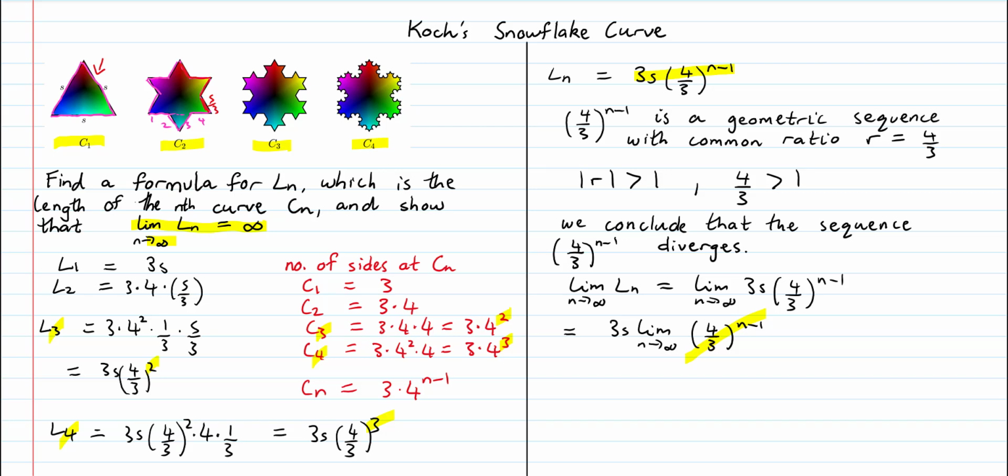That just means as n gets larger and larger, then that (4/3)^(n−1) is also just going to get larger and larger. So that means that 3S times the limit as n goes to infinity of (4/3)^(n−1) is going to equal infinity. Therefore we have that the limit as n goes to infinity of Ln is equal to infinity, which is what we wanted to show. So as we do more and more iterations of Koch's snowflake curve, the perimeter is going to tend toward infinity.